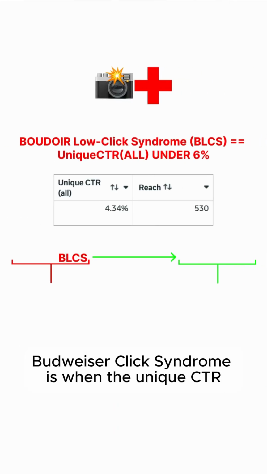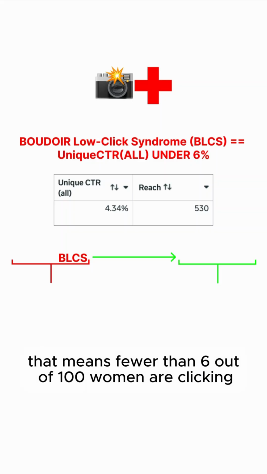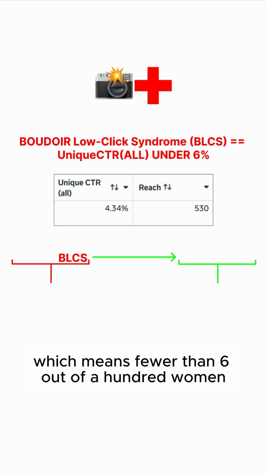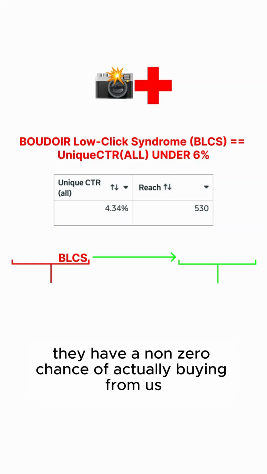So BLCS, Boudoir Low Click Syndrome, is when the unique CTR on our Boudoir Facebook ad is under 6%. That means fewer than 6 out of 100 women are clicking anywhere on our Boudoir Facebook ad, which means fewer than 6 out of 100 women, our ad is actually entering their brain, which means fewer than 6 out of every 100 women we meet have a non-zero chance of actually buying from us.